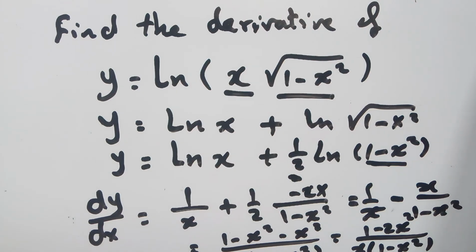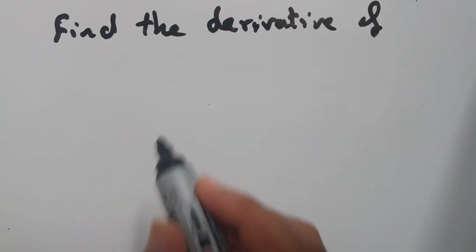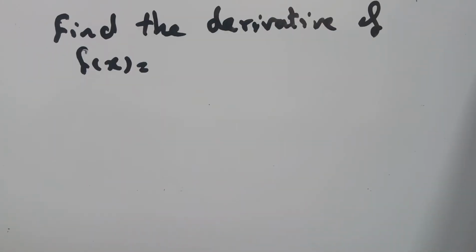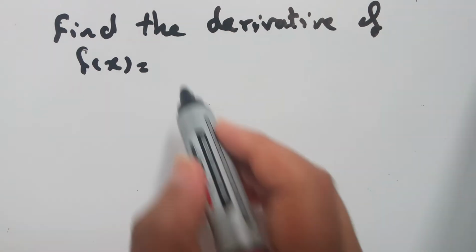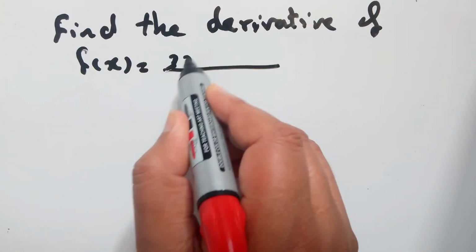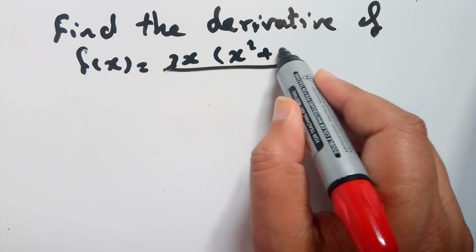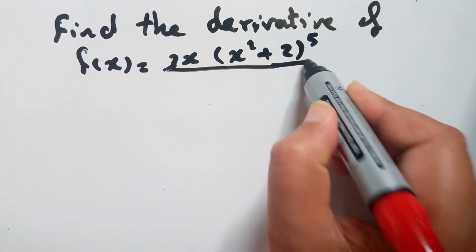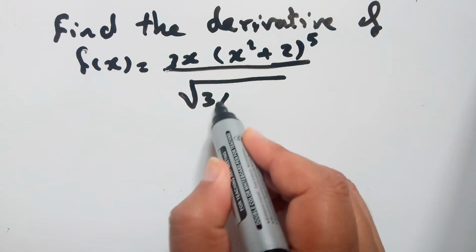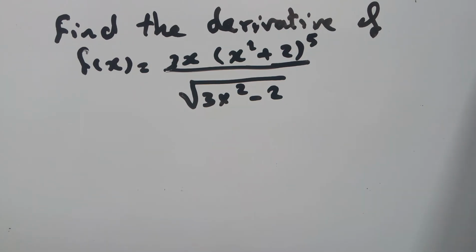Another example, find the derivative of f of x equal to x multiplied by (x squared plus 2) all to the power 5, over the radical of 3x squared minus 2. We have to get the derivative for this one.